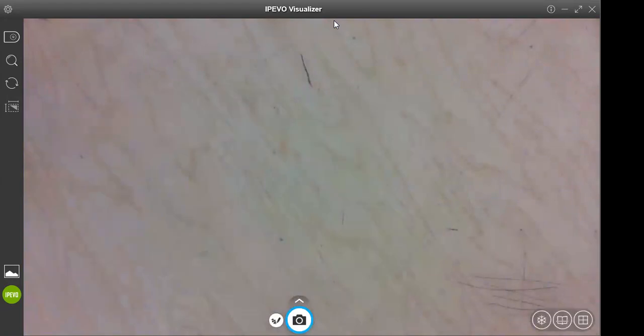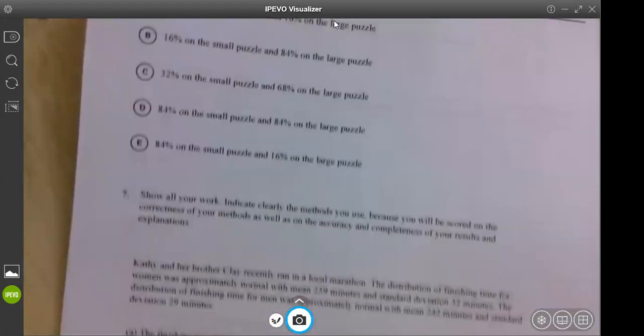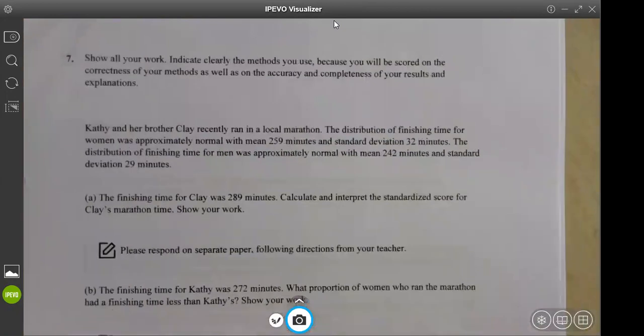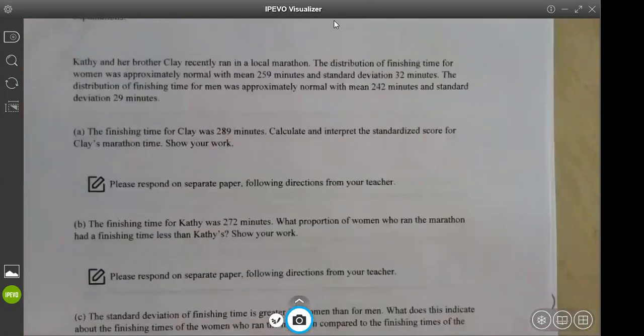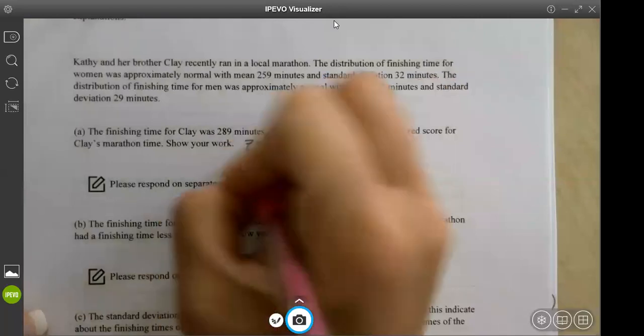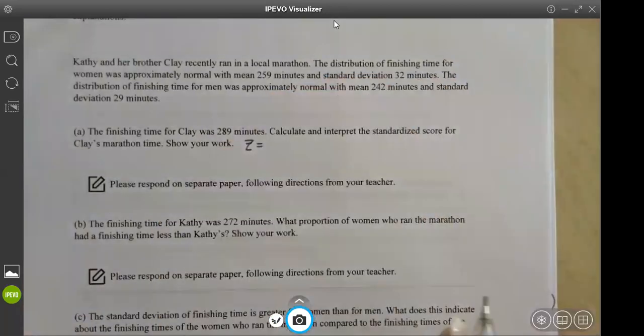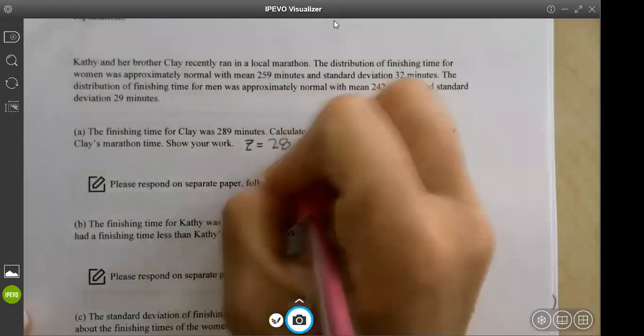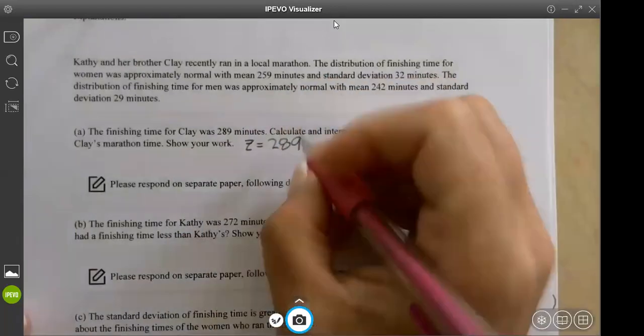Number 7. Kathy and her brother Clay recently ran a local marathon. The distribution of finishing time for women was approximately normal with a mean of 2:59 and standard deviation of 32. The distribution for men was mean 2:42 and standard deviation 29. The finishing time for Clay was 2:89 minutes. Calculate and interpret the standardized score for Clay's marathon. So remember, the standardized score is the Z-score. You're going to do his value, which is 289, minus the mean. Make sure you do the mean of the men.